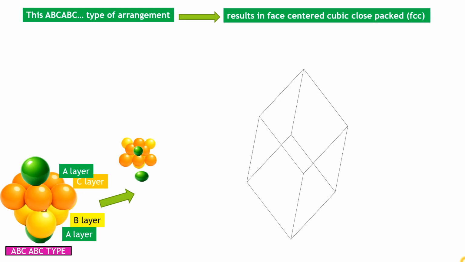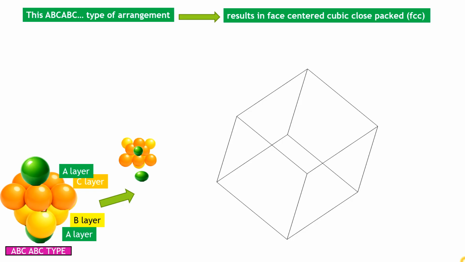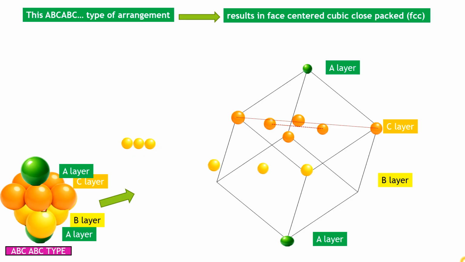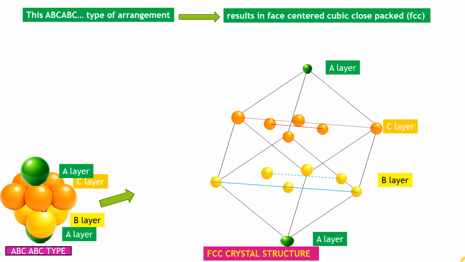Now the cube is slightly tilted to 45 degrees. Now A layer is placed at opposite corners. First, C layer spheres are placed. One sphere is placed at the bottom corner inside the cube. 2 spheres are placed at the adjacent face of the cube. And 3 spheres are placed diagonally in the same upper face of the cube. Now B layer spheres are placed. 1 sphere is placed at the top corner front part of the cube. 2 spheres are placed at the adjacent face of the cube. And 3 spheres are placed diagonally in the same bottom face of the cube. This results in face-centered cubic structure.